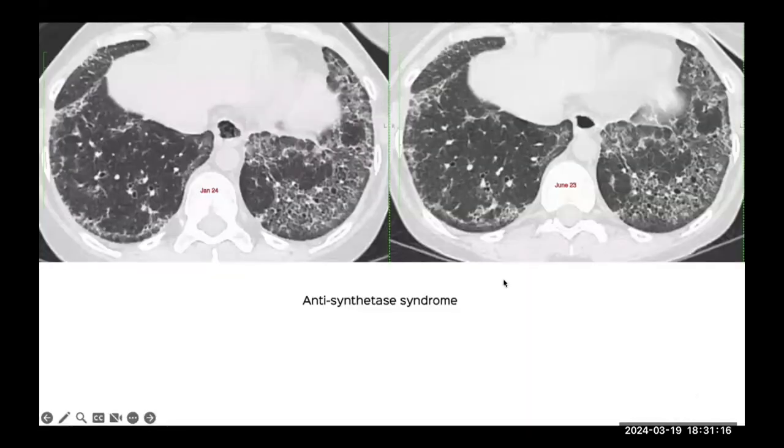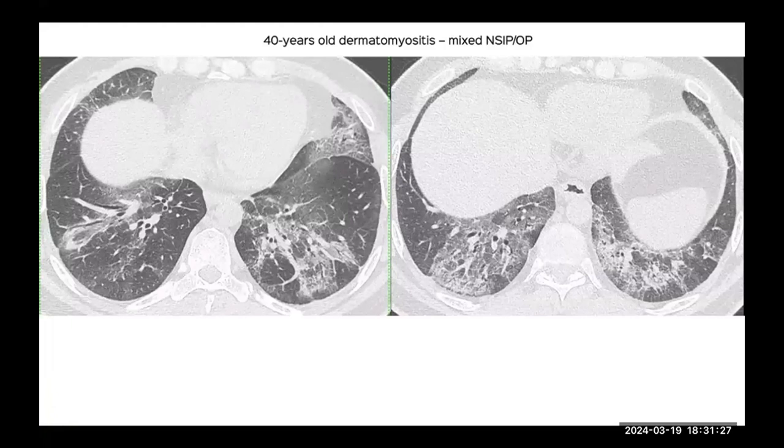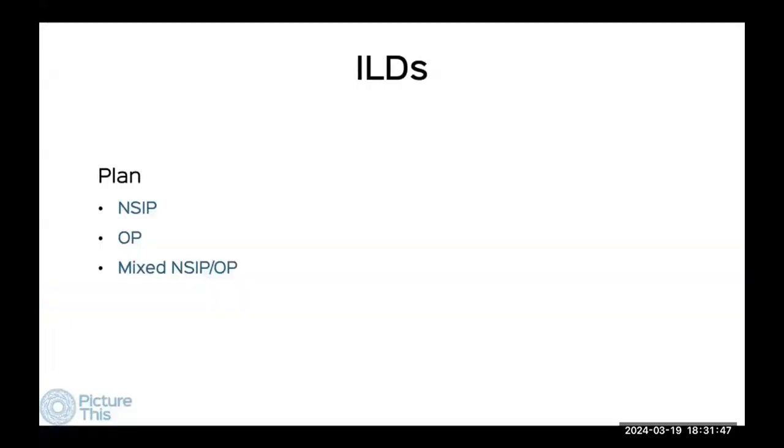Or look at this antisynthetase syndrome patient, subpleural sparing. We know there's an NSIP pattern, but you see some of these peribronchovascular areas here suggest that there's a mixed OP NSIP. Or this patient with, I think it's PMDM, 40-year-old. Again, you have a combination of NSIP and then proximally here, you have an OP-like pattern. So we do read these and report these as mixed OP-NSIP in our reports as well.